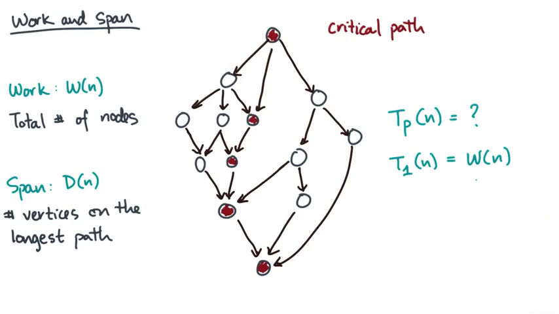Now let's consider the other scenario. Suppose I give you an infinite number of processors. What's the time? Well, if you have an infinite number of processors, it really doesn't matter because you still have to execute the critical path. And that has length d of n. So the time given an infinite number of processors is d of n. So those are two handy facts, but I think we want to try to say more.